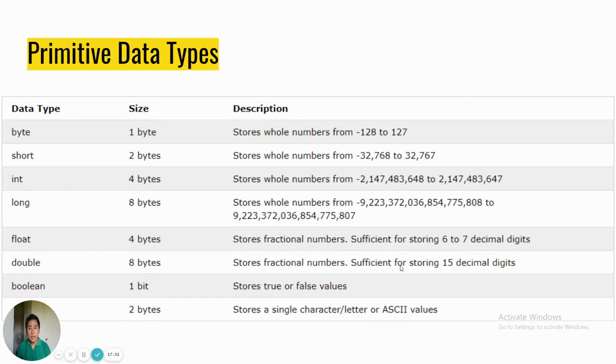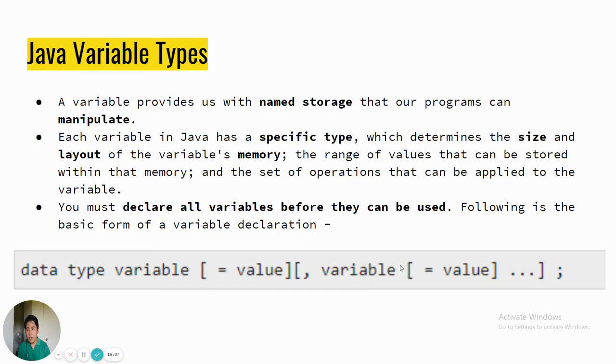Okay, so we have byte, short, int, and long for whole numbers. And for decimal numbers, we have float and double. And for true or false, we have Boolean. And for single character, we have char. Okay? So now, guys, let's move on with variable types. What we discussed is data types, right? So now, let's move on with variables.